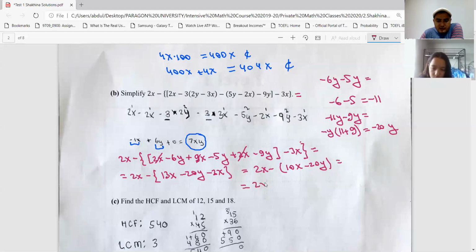So it is 2x, minus times 10 is minus 10x, minus minus is plus 20y. What is 2x minus 10x? That's negative 8x. Negative 8x plus 21. Can we simplify further? No, right? So that is the answer. Oh, I get it.